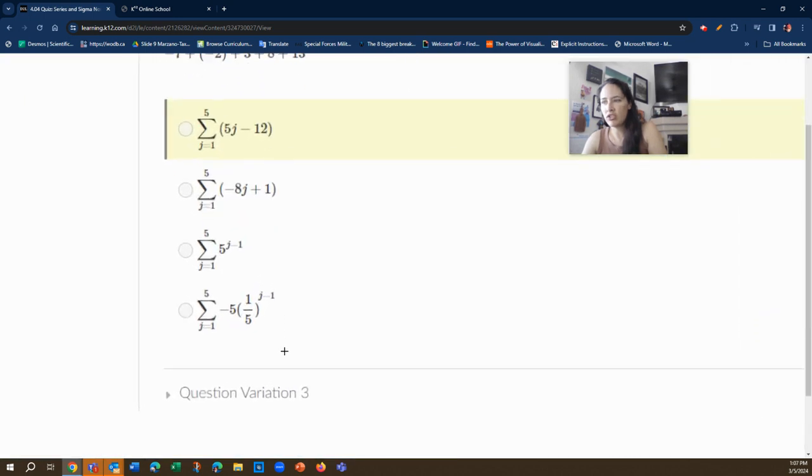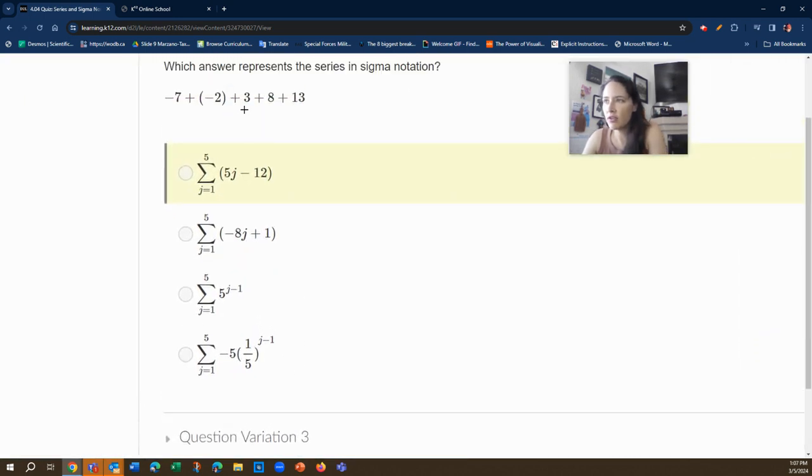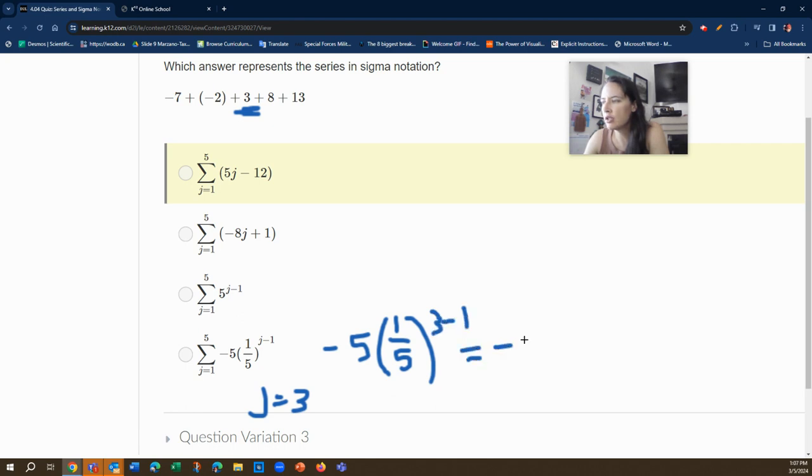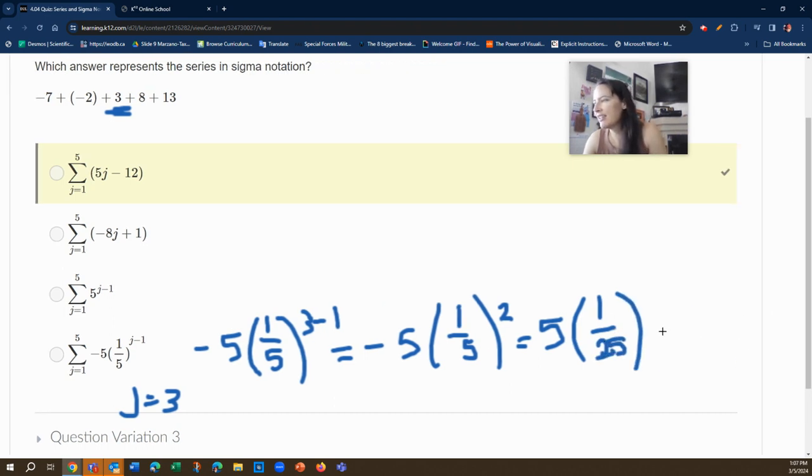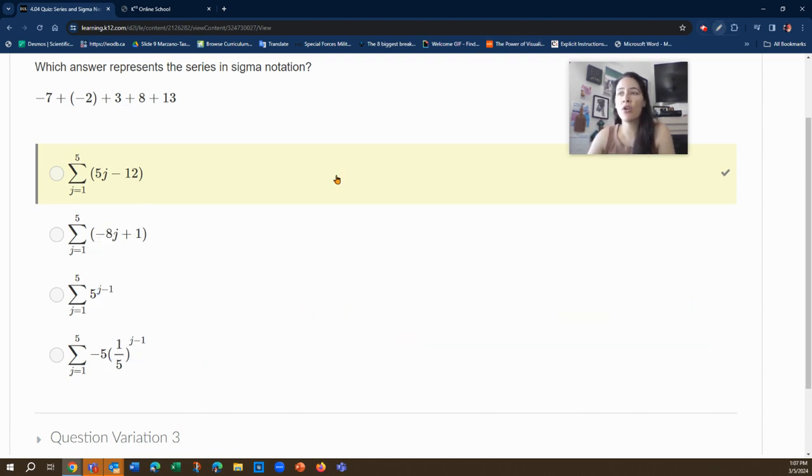Okay, let's check this last one with J equals 3. So we're looking for the third term is 3. So then for J equals 3, we should get -5 times 1/5 to the 3 minus 1, which is -5 to the 1/5 squared, which is 5 times 1/25, which is going to be 5/25, which goes back down to 1/5, and that's not right. So by plugging in and just checking, we did it that way. So you can always do that.